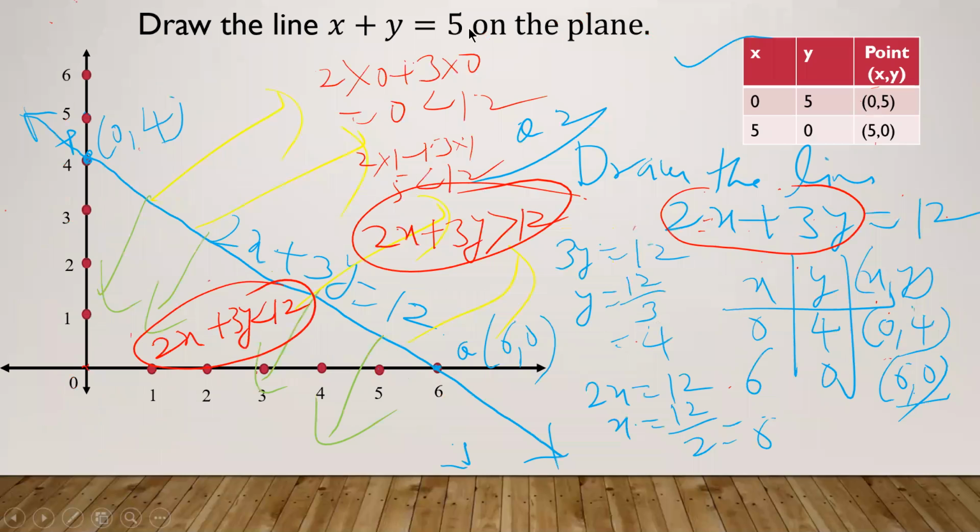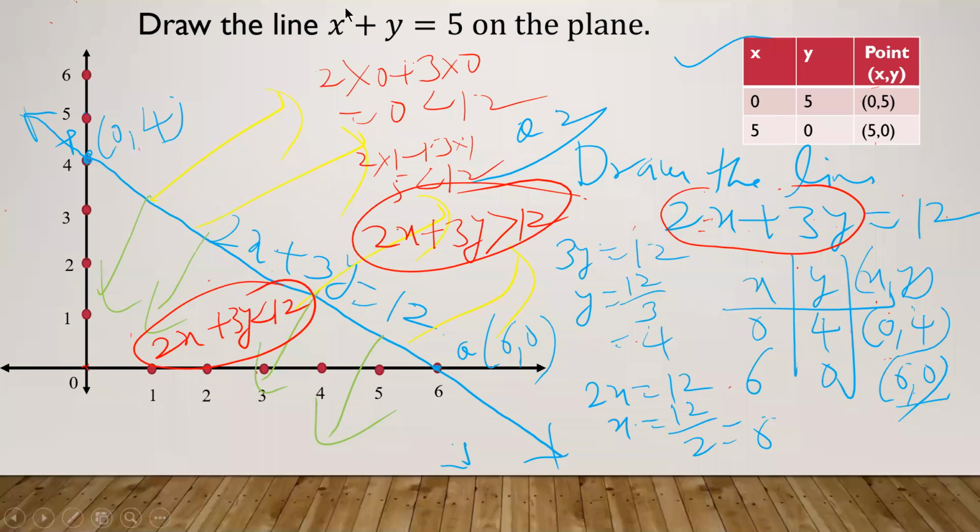Now suppose I want to draw the line x plus y equal to 5. How will I draw this line? To draw this line, I need minimum 2 points on this line. I have to prepare a table like this: x, y, and the point x, y. You give any value to x and find out the corresponding value for y. You can give any value, but for the sake of simplicity, if I take x equal to 0, it becomes easy for me to calculate the value of y. So I'm giving x equal to 0, but there is no hard and fast rule as such. You can give any value of x.